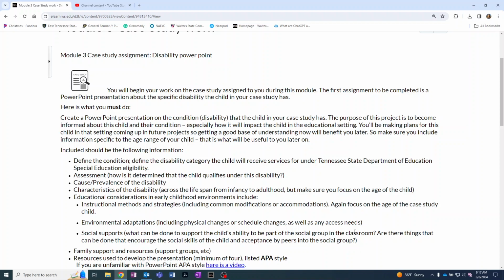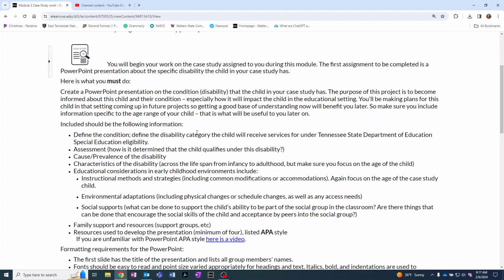When you are doing your presentation, you're going to have to do research, right? The things that we're going to look at start with defining the definition. This information you're going to research, obviously, and some of this is included in your case study synopsis of your child, but some of this is not. This is where research is going to come in. You should be looking at these things, researching, and these are the things you're going to include in your PowerPoint presentation. You should be able to define the condition, and define the disability category the child will receive services for.